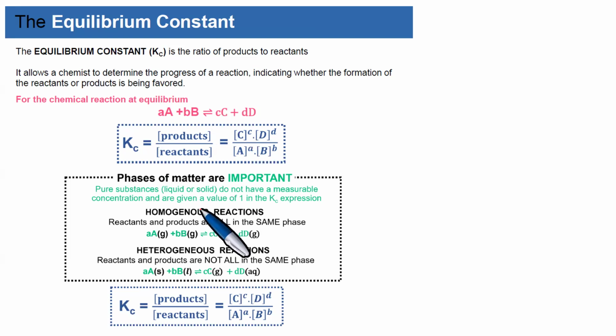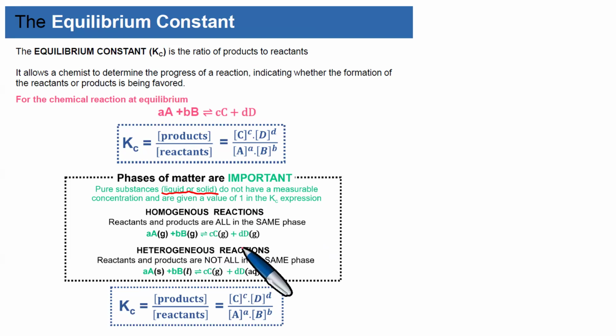Because we now speak about the phases of matter, we do not include all of them in the Kc calculation. So which phases do we include in the calculations? Pure substances which are liquid or solid do not have a measurable concentration and are given a value of 1 in the Kc expression. So the liquids and the solids, we give them a concentration value of 1.